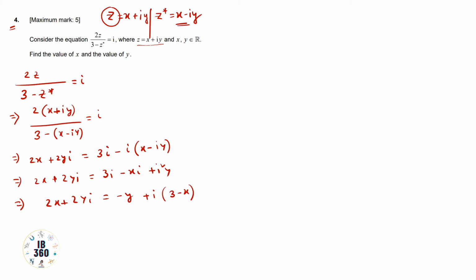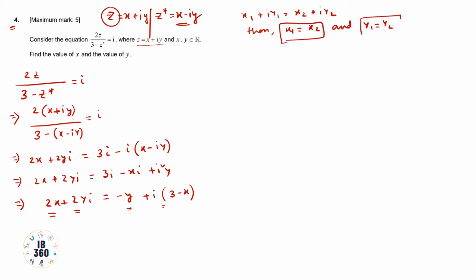For complex numbers, the real parts will be the same and the imaginary parts will be the same. Let me give you one more example: x1 plus iy1 equals x2 plus iy2, then x1 equals x2 and y1 equals y2. This is the formula we will use here: the real part equals the real part and the imaginary part equals the imaginary part. In this way the problem will go.